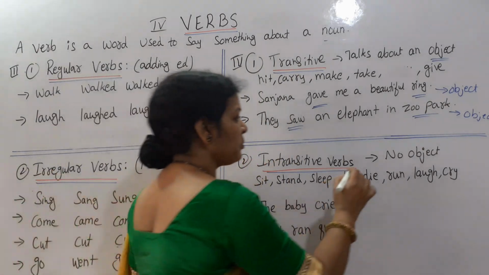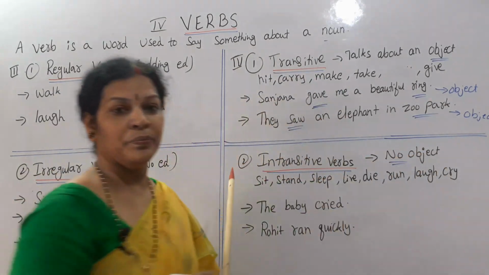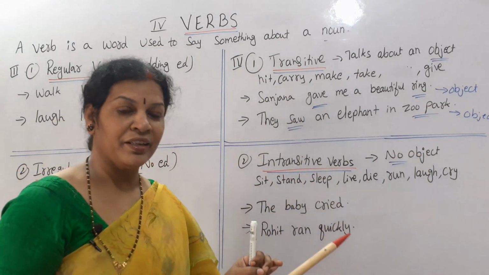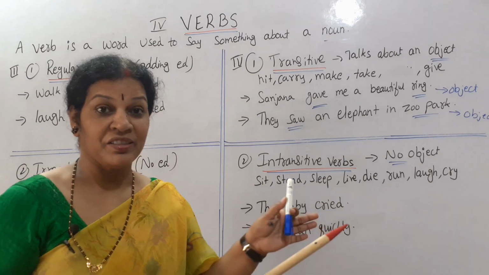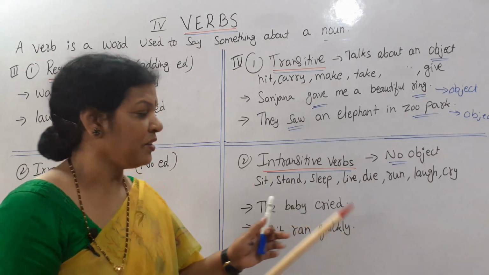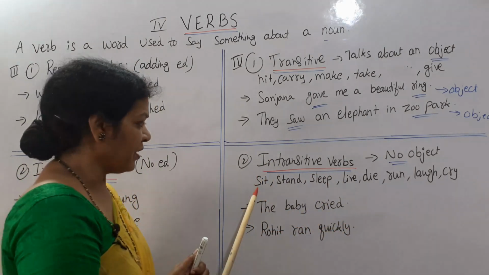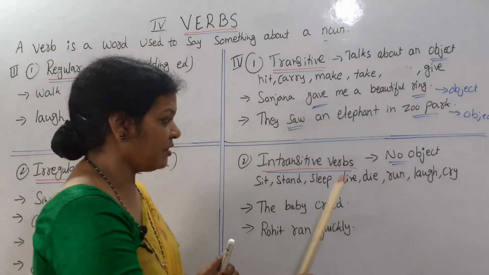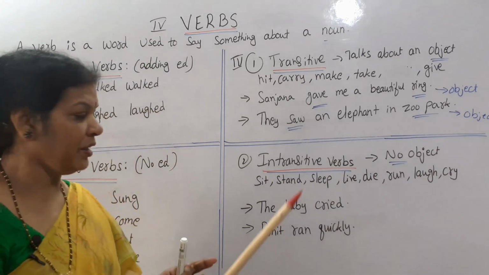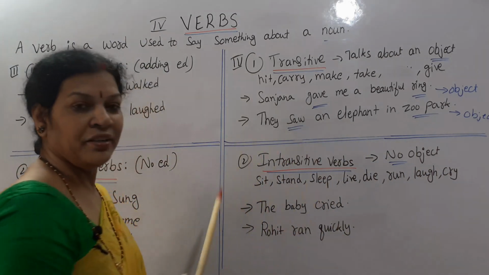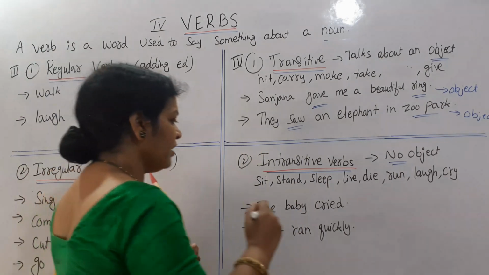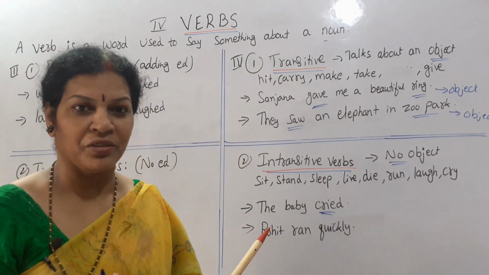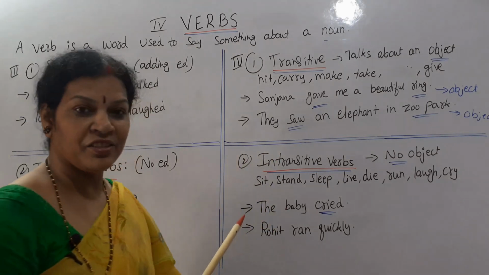Intransitive verbs means there is no object at all. Without an object, when we find any kind of verb sentence, then we can say it is an intransitive verb. You will find words like sit, stand, sleep, live, die, run, laugh, cry. Example: the baby cried. Cried is the verb. But are you finding any object? No object. So that is why it has become an intransitive verb.